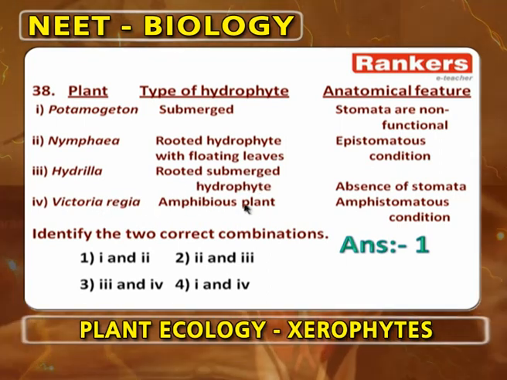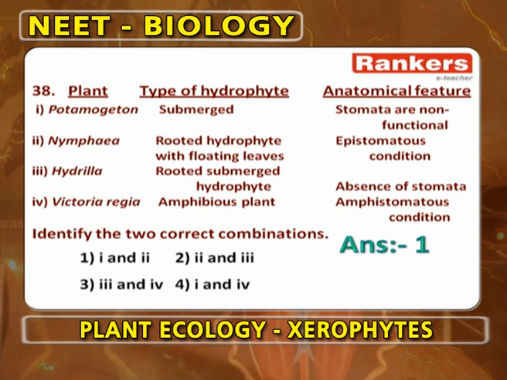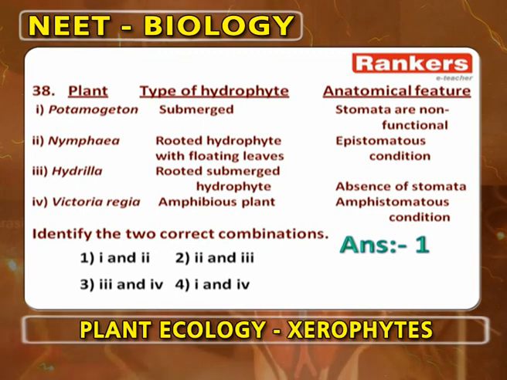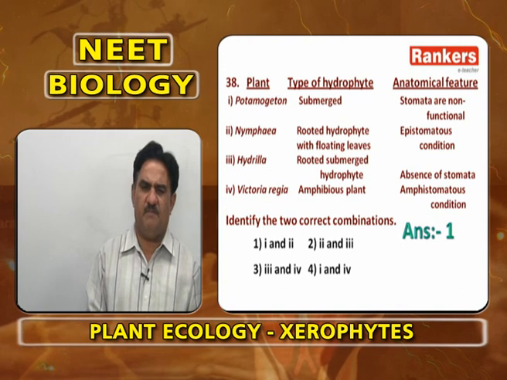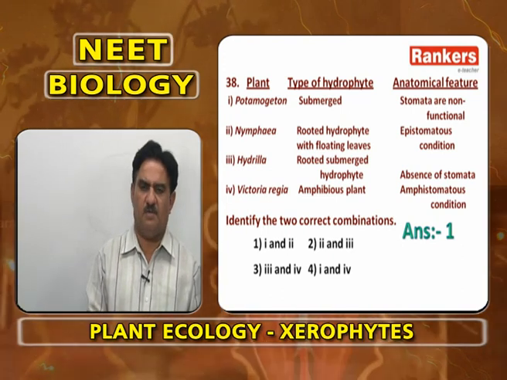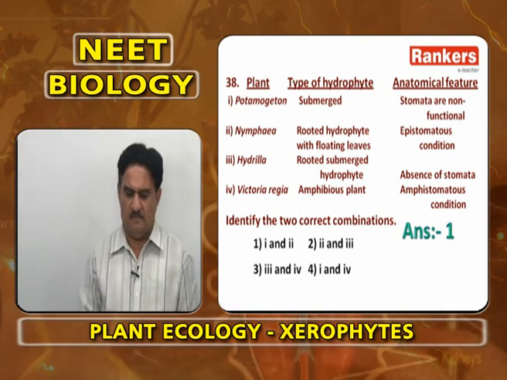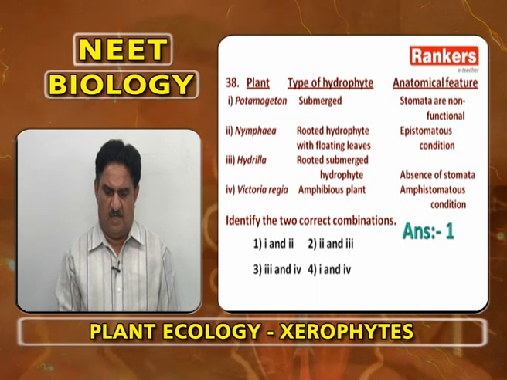Victoria regia, amphibious plant, amphistomatous condition. Victoria regia is not an amphibious plant. It is a rooted hydrophyte with floating leaves, and the special point about this plant is it has the largest leaves of the plant kingdom. Amphistomatous condition can be observed, but it is not an amphibious plant. It is a rooted plant with floating leaves. So, the answer is 1 and 2 are correct. 3 and 4 are wrong.